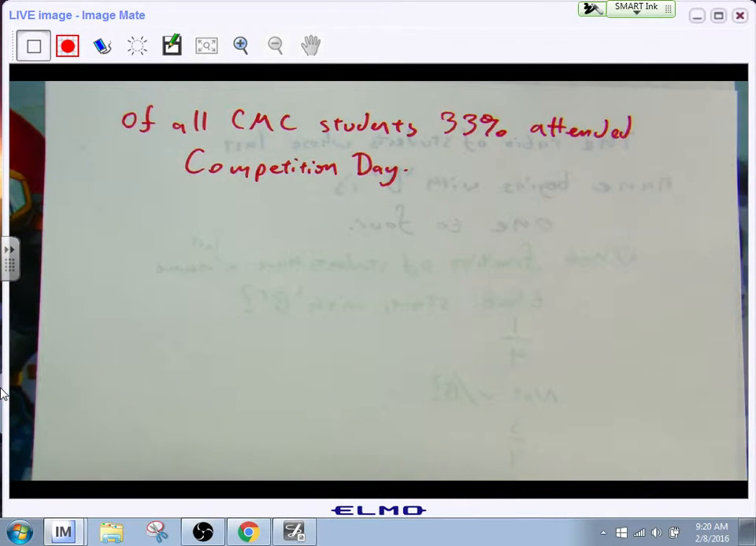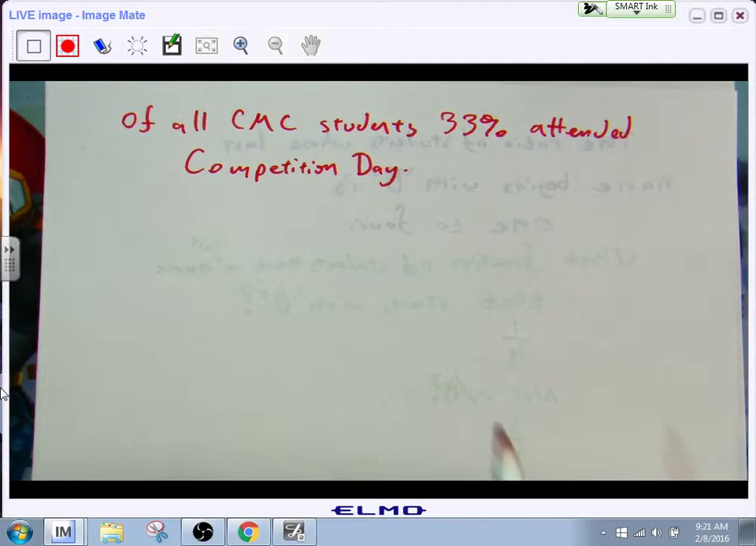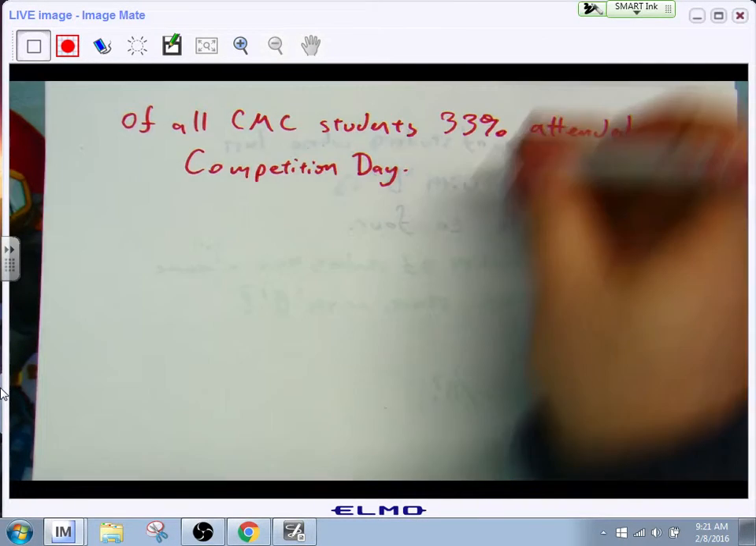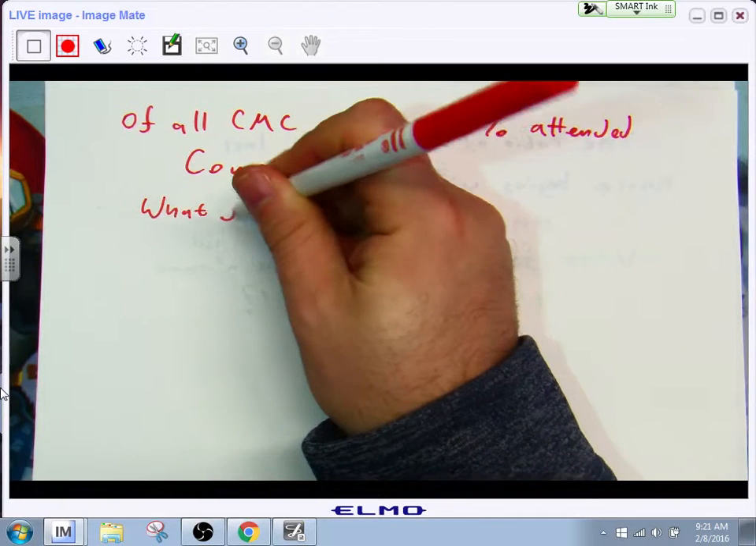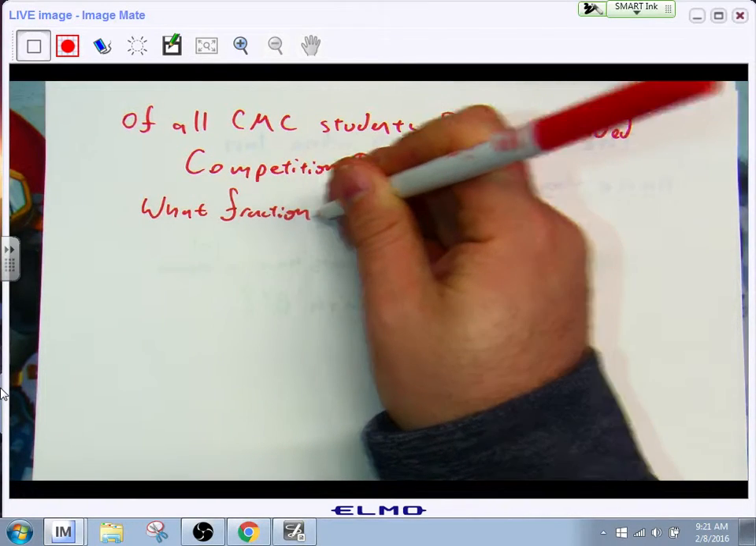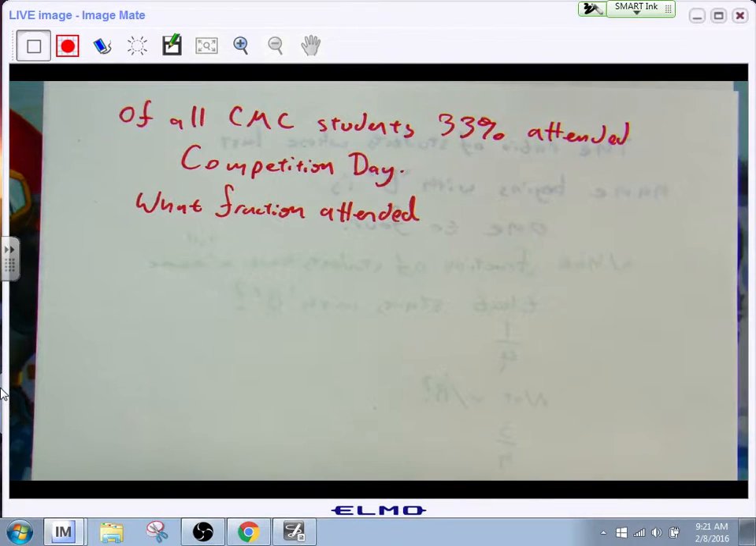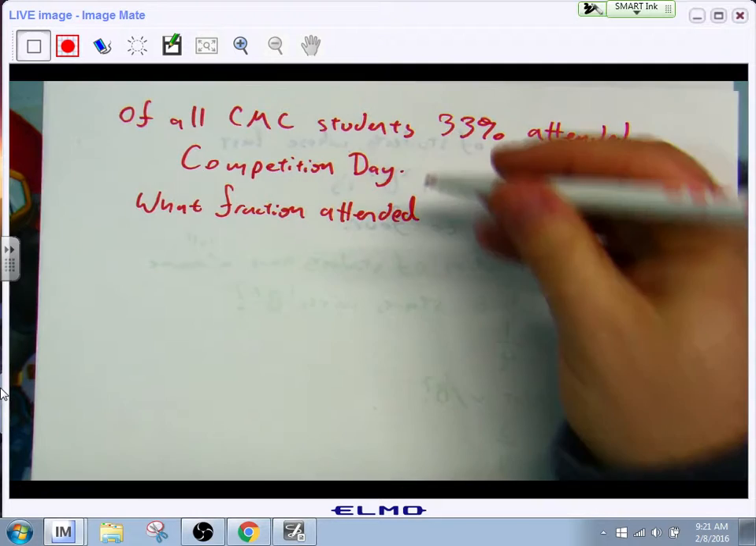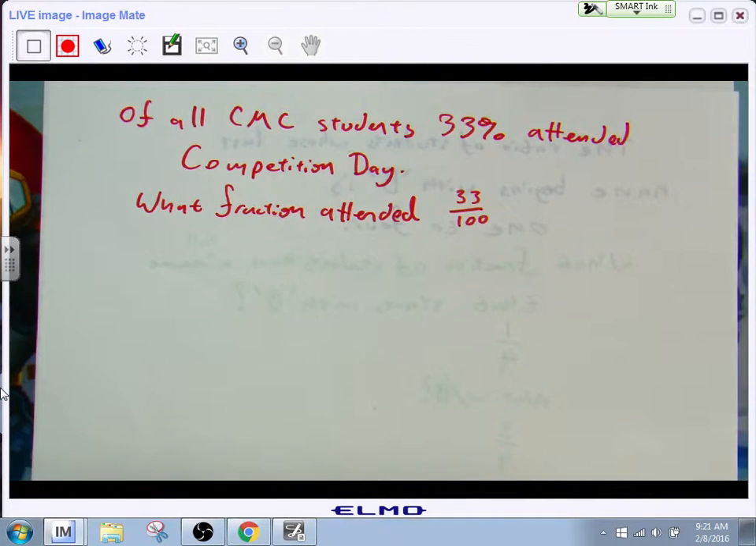So here is the question. There's multiple questions just from this one piece of data. One, let's do the fraction again. How do I represent this as a fraction? What fraction attended? You'd say 33 over 100. That's definitely one way to do it. Absolutely, 33 over 100.